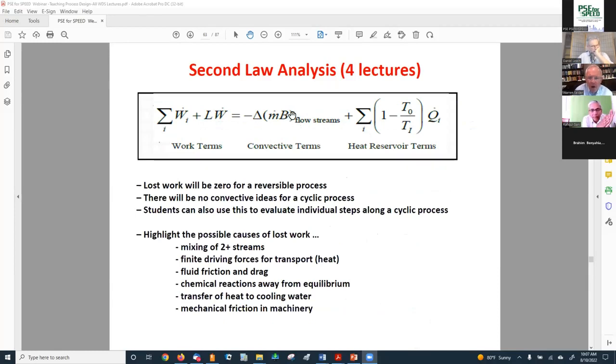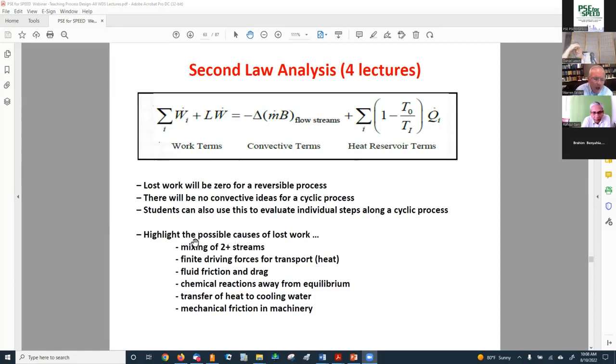And we go on now, and we look at this just to understand the relationships here. The lost work will be 0 for a reversible process. That's an important thing to know. There will be no convective streams in and out for a cyclic process. So this whole term goes when you're talking about a refrigeration cycle. The students can also use this to evaluate the individual steps within a cyclic process. We'll talk about that in a moment.